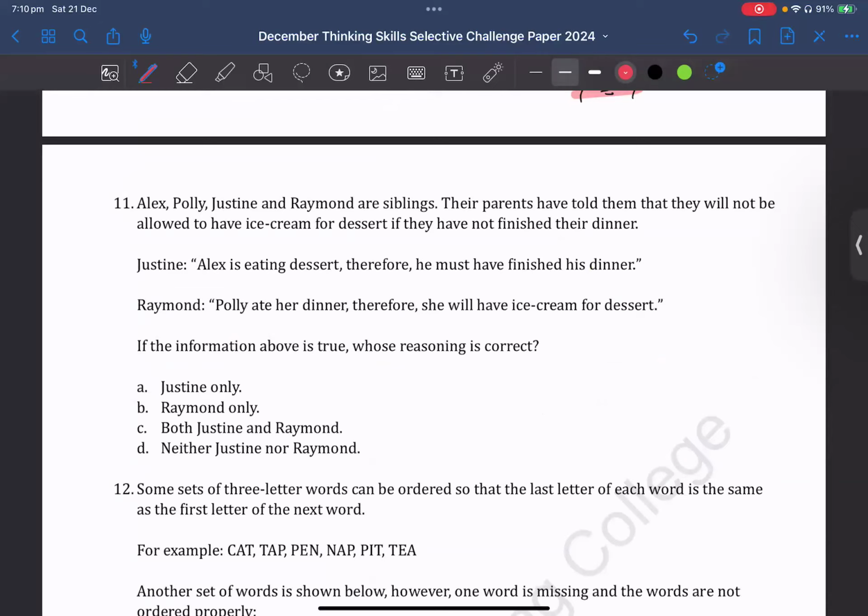Okay, moving on to question 11. Alex, Polly, Justin, and Raymond are siblings, and the parents have told them that they won't be allowed to have ice cream for dessert if they haven't finished their dinner. The key thing to note is I feel like these questions use a bit of tricky English. Allowed doesn't mean it always happens. And the other key thing is this: they won't be allowed to have ice cream for dessert unless they have finished their dinner. So Alex is there eating his dessert. Therefore, he must have finished his dinner.